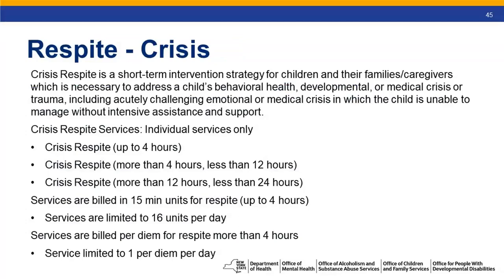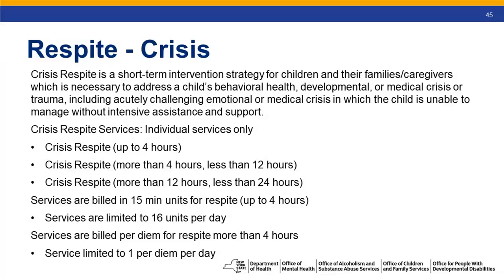Another respite service is crisis respite. This service is a short-term intervention strategy for children and their families or caregivers, which is necessary to address a child's behavioral health, developmental, or medical crisis or trauma, and of course including acutely challenging emotional or medical crisis in which the child is unable to manage without intensive assistance and support. The crisis respite service is an individual service only. It's broken down into 3 different areas, based on the hours provided: crisis respite up to 4 hours, more than 4 hours but less than 12 hours, and more than 12 hours but less than 24 hours. So pay close attention to that.